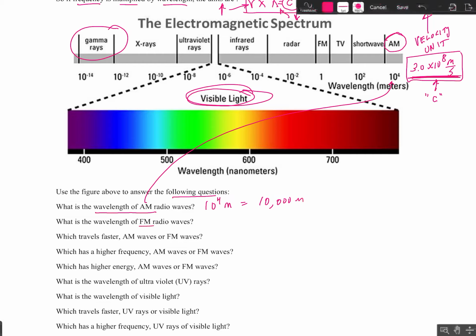What is the wavelength of FM radio waves? Well, let's see, FM radio waves have a wavelength of about 1 meter.